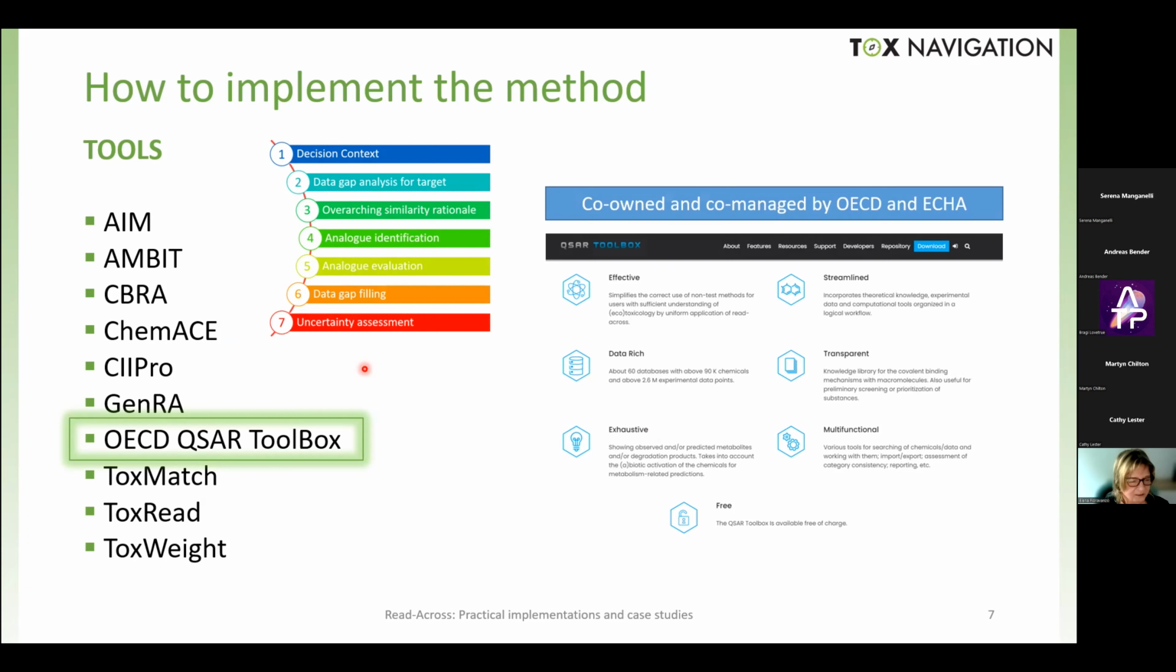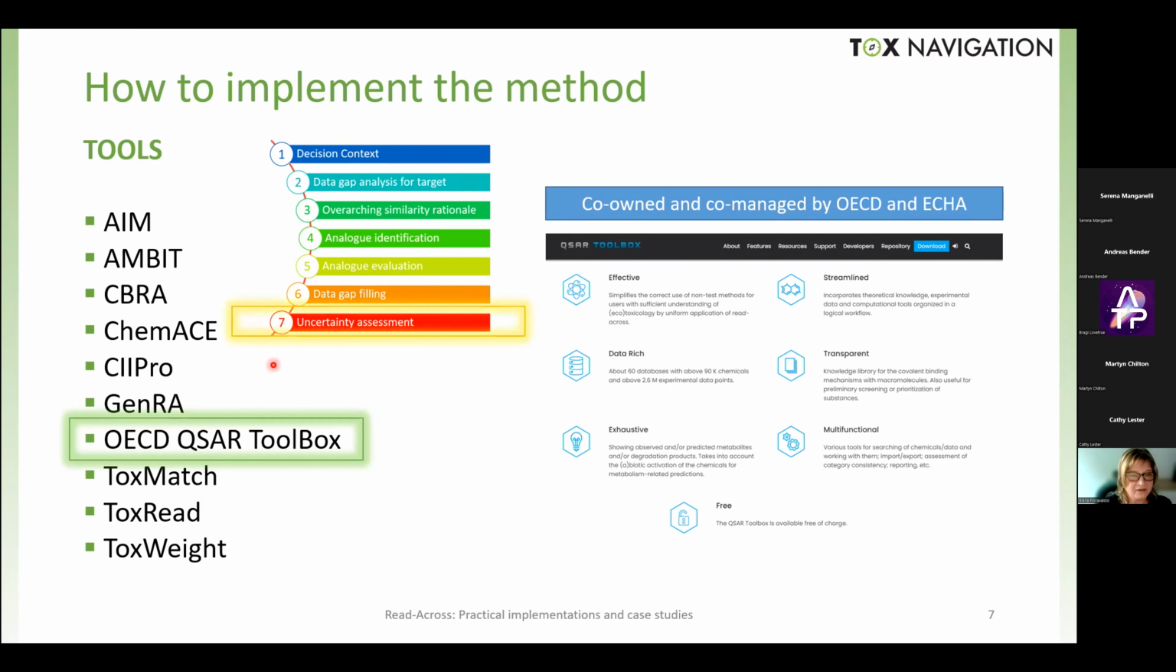And the other tool that is using the toxicology data for read-across is GenRA, that is the biological similarity tool that is implemented in the CompTox Dashboard of the EPA.